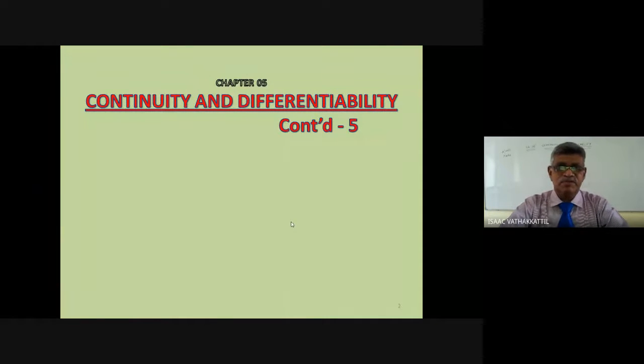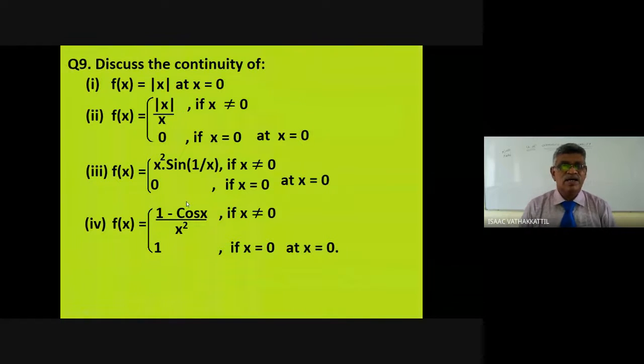Continuity and differentiability. We are now talking about continuity, something more. Discuss the continuity of the following. I have 4 questions here. First one is f(x) equal to mod x at x equal to 0. Second is f(x) equal to mod x by x if x is not equal to 0, and f(x) is 0 when x equal to 0. Third is f(x) equal to x squared sine 1 by x when x not equal to 0, and that is 0 when x equal to 0.